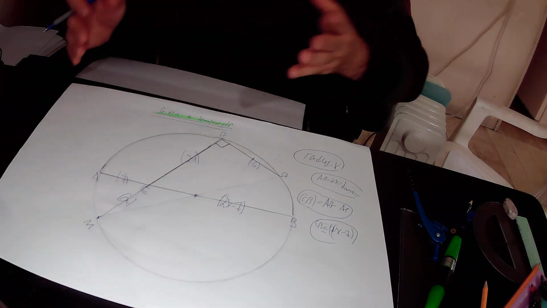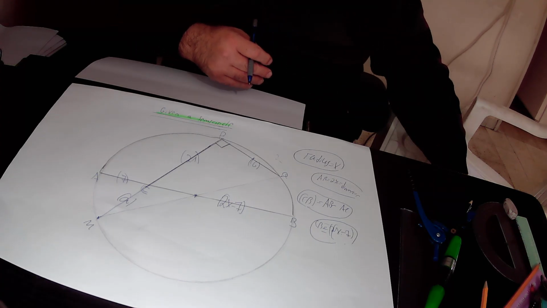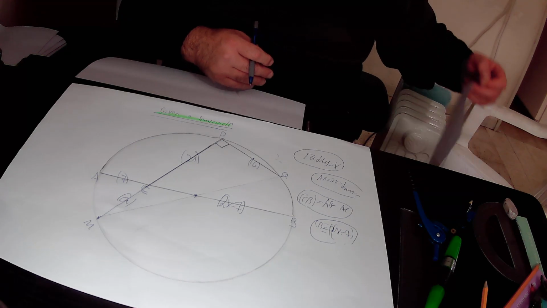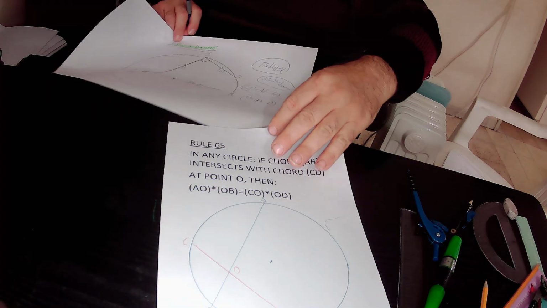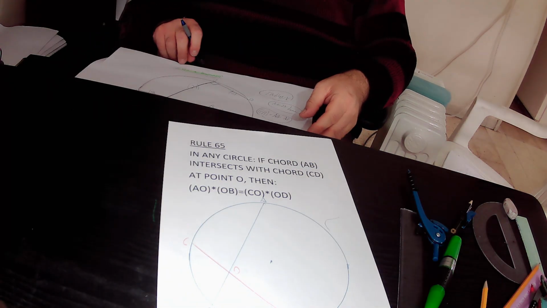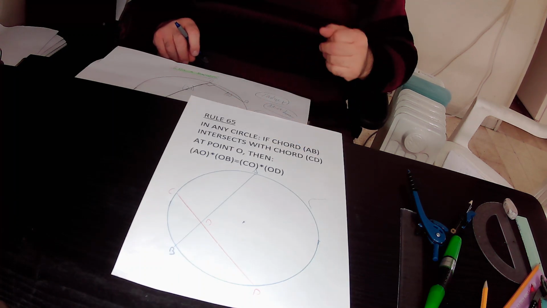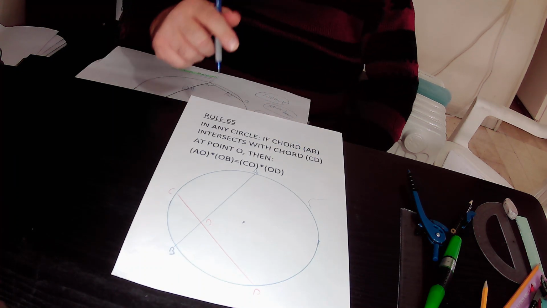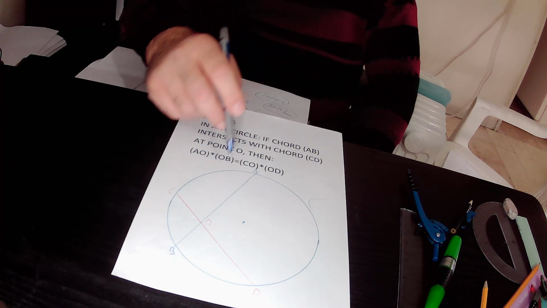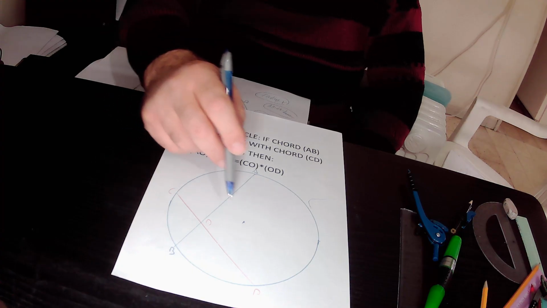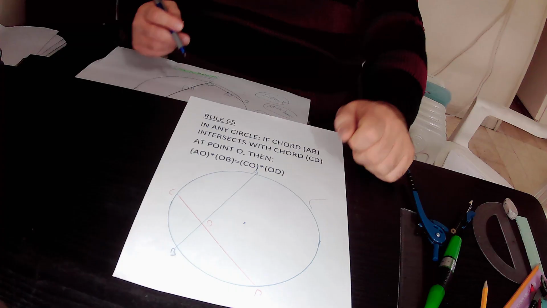So here we can implement rule 65 in our circle. I'll repeat quickly on rule 65. Rule 65 is true in any circle, so this circle could be any circle. In any circle, if chord AB intersects with chord CD at point O, then the following equation is true: AO times OB equals CO times OD.